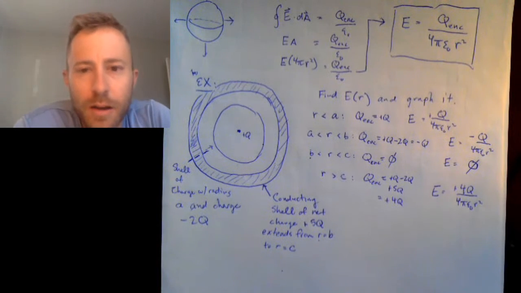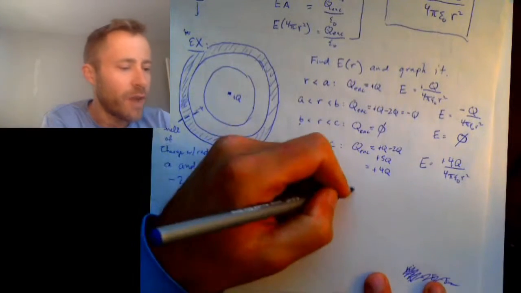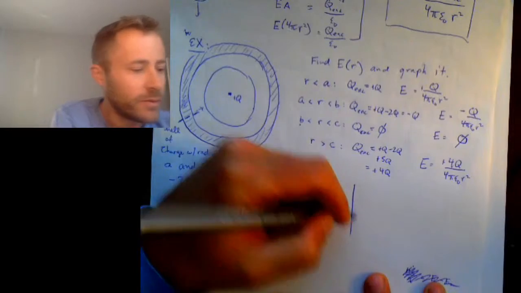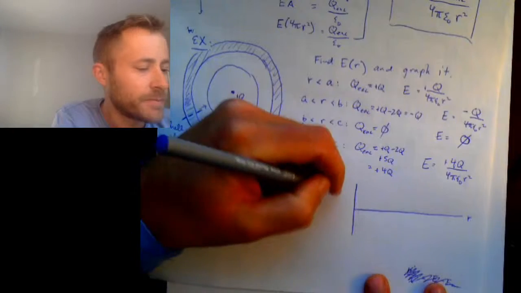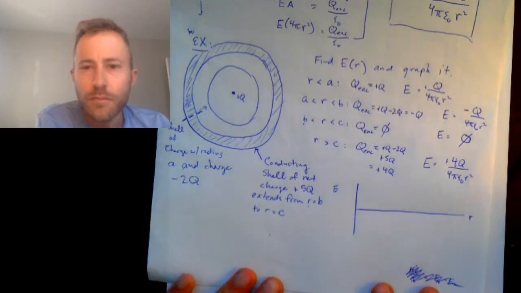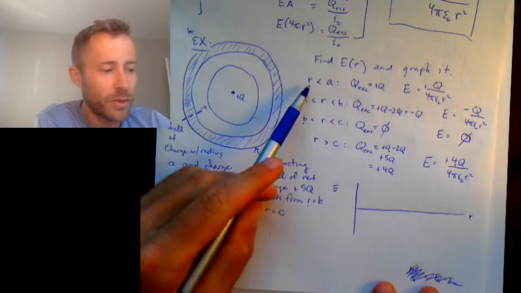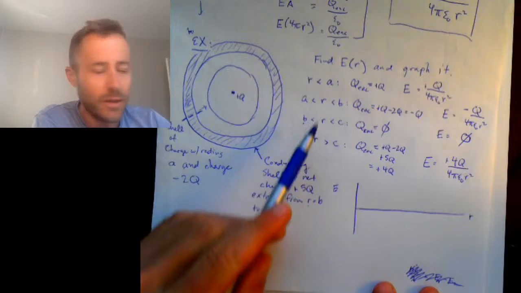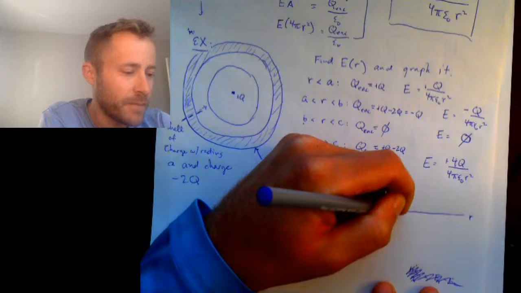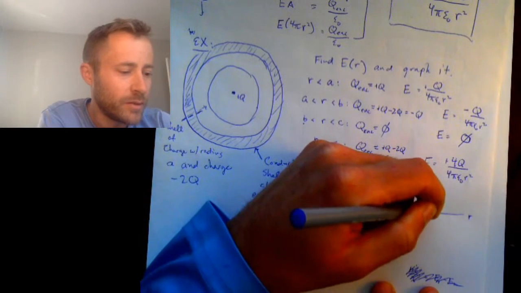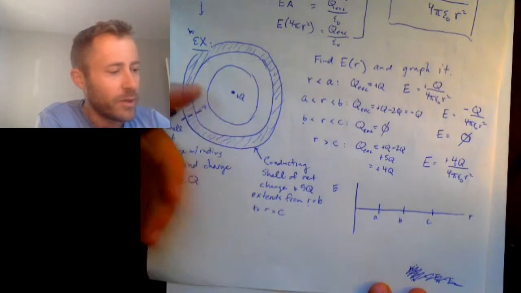So, what is a graph of electric field versus R going to look like? Well, we've got a couple of key values. The values where it switches are when R equals A, R equals B, and R equals C. So I'll put those three in here: A, B, C. This is obviously not to scale compared to the way I drew it here.